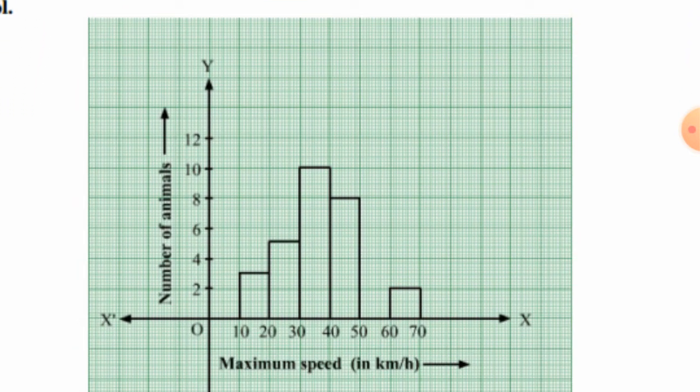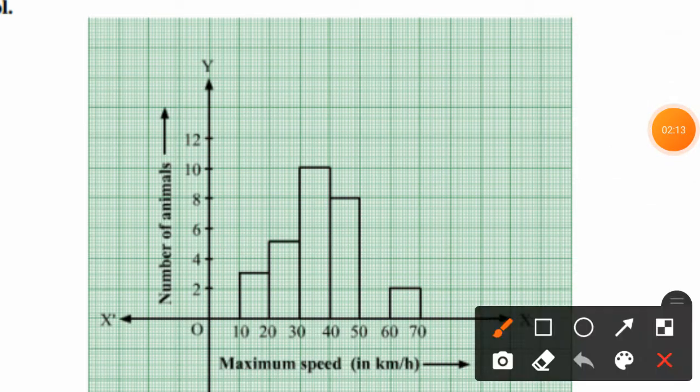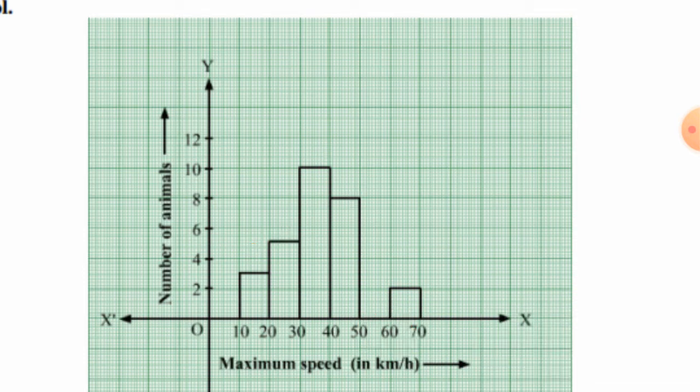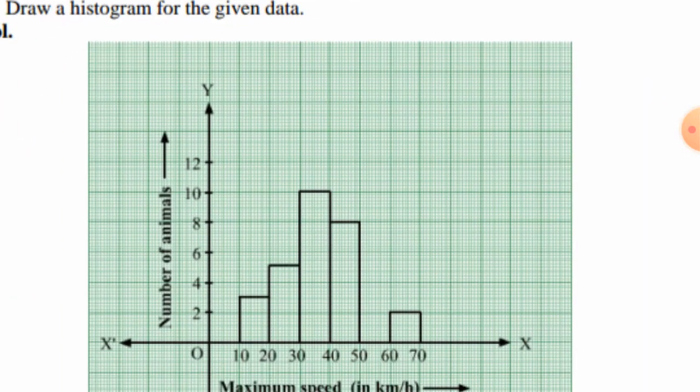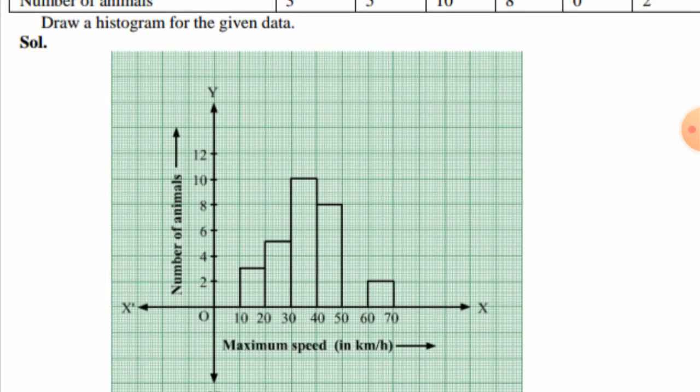So graphically we will make it like this: this is 3, this is 5, similarly this is 10, and here we will make 8, and the class interval 50 to 60 is 0. So we will not make any bar here. After this, for 60 to 70 we have 2, so 2 animals are between 60 and 70. In this way we can make a histogram.